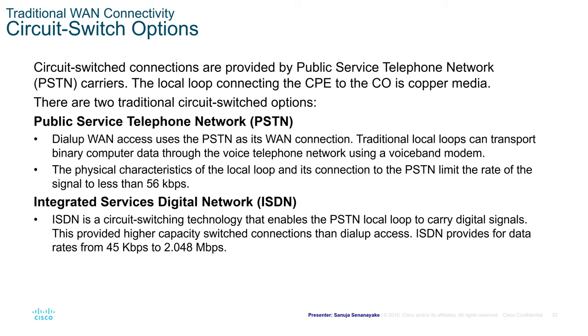The Integrated Services Digital Network, also known as ISDN, is also a circuit switching technology that enables the PSTN local loop to carry digital signals. As opposed to analog signals, now we are carrying digital signals. This provided higher capacity switched connections than dial-up access. Hence, ISDN provides data rates from 45 kilobyte per second all the way up to 2.048 megabyte per second.